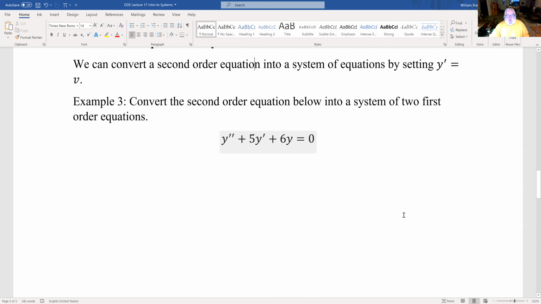Now, second order equations can be turned into systems of equations, and we do this by setting y prime equal to v. So we're going to introduce a new variable.